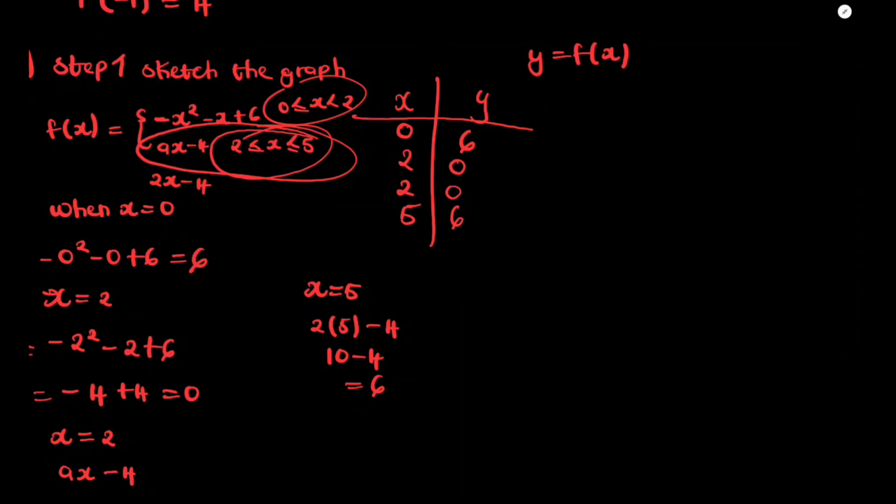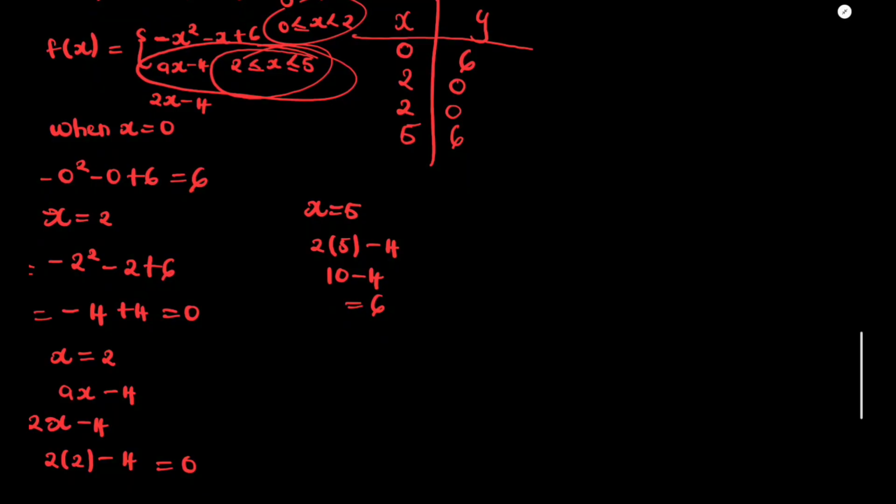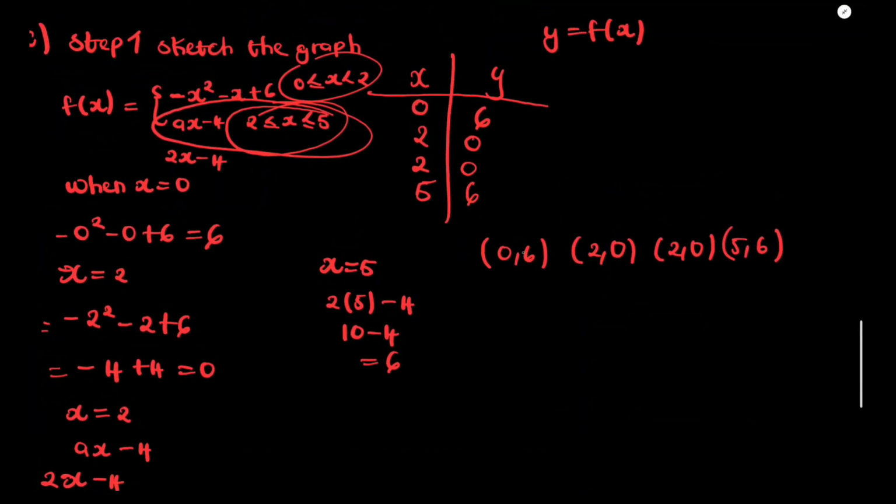Okay, that is what we have for that one. Now we are going to determine which coordinate is open and which one is closed. So we have (0, 6), we have (2, 0), we have (2, 0) again, and we have (5, 6).